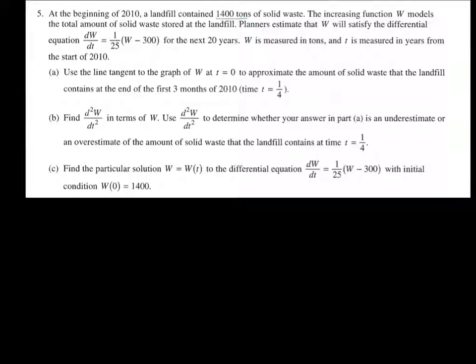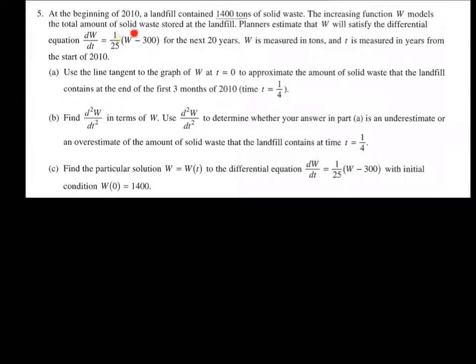Next, they want you to find the second derivative in terms of W. You have a couple things to do. Remember, this area up here is the derivative that we have. If you want, you can distribute that 1 over 25. It doesn't have to happen, but you can then take the derivative of that, and what you have to remember is that you are taking the derivative with respect to t.